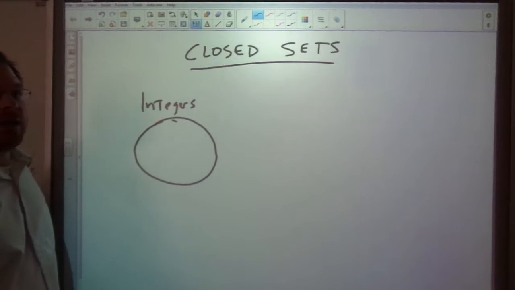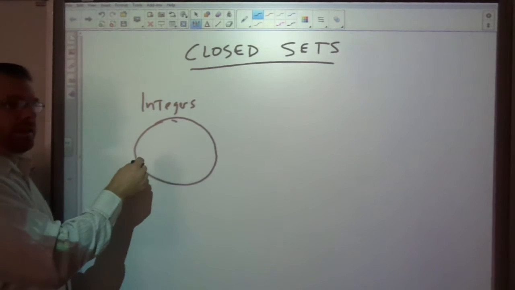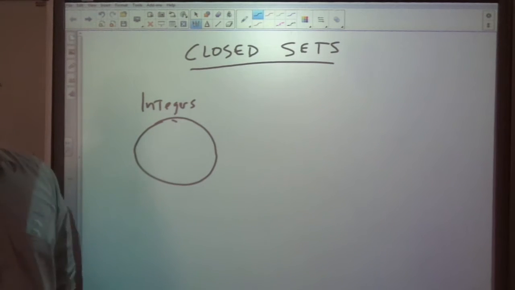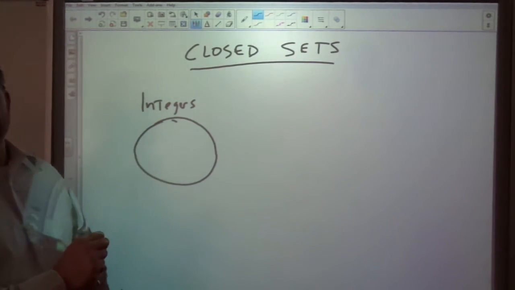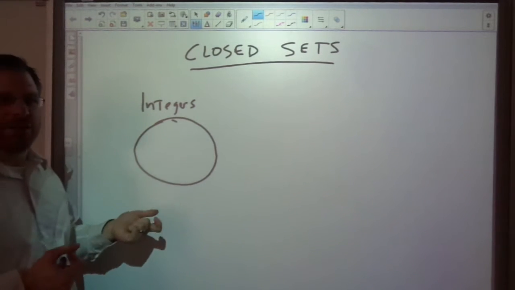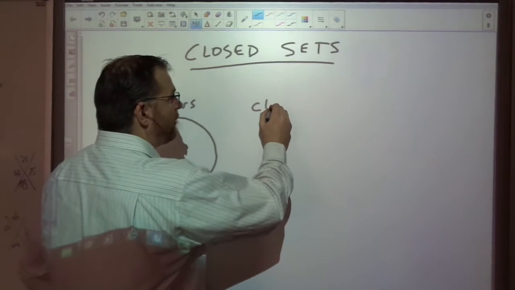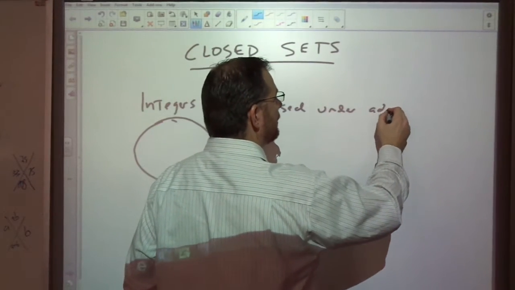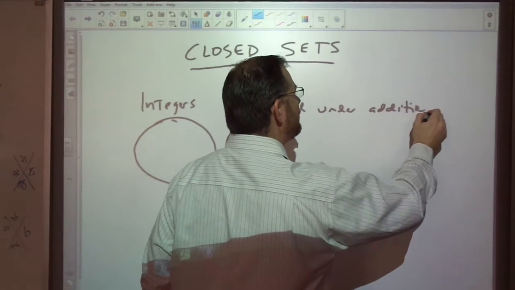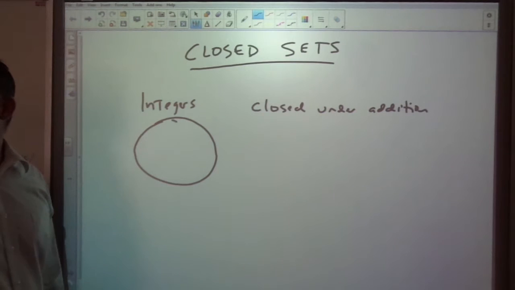If I add any two of them together, will the answer that I get also be in this group? If I take 2 plus 3, that's fine. That's an integer. That's still in there. Any numbers that I take and add together, I'm going to get an integer as an answer. So we would say they are closed under addition, because if I add any two members of this group, I get something else within this group.